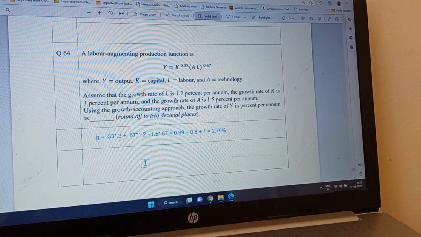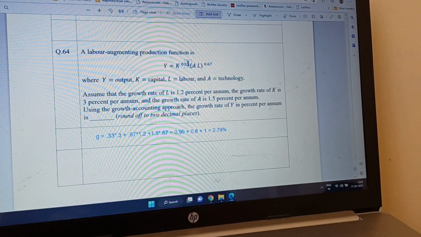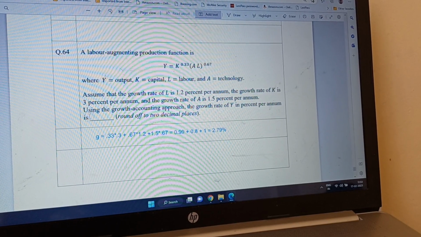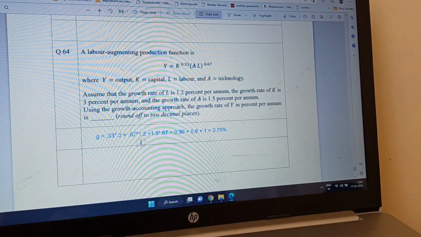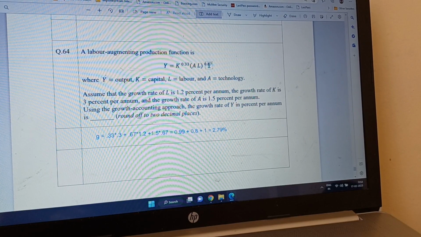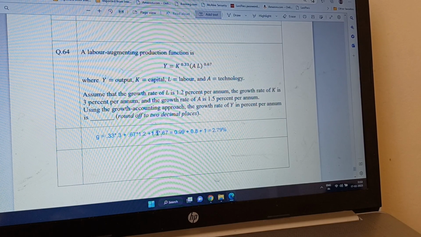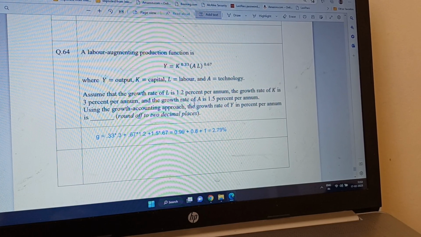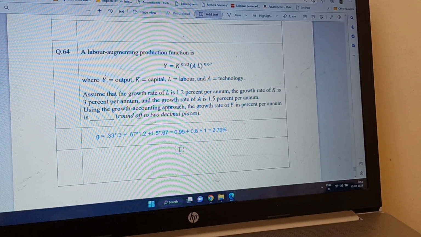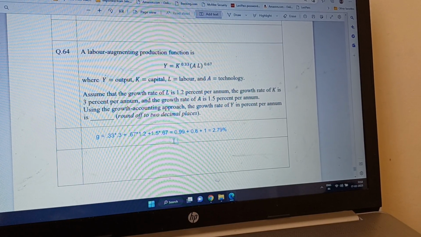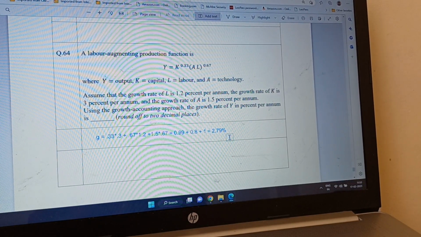So let's do it. So growth rate of Y, G, is equal to 0.33, the coefficient, times the growth rate of capital, which is 3%. So 0.33 times 3, and then plus 0.67 times labor, which is growing 1.2%, so 1.2, and then plus 1.5, the growth rate of A, so this will be 0.67 times 1.5. So that way I get 0.99 plus 0.8 plus 1, which is equal to 2.79%.